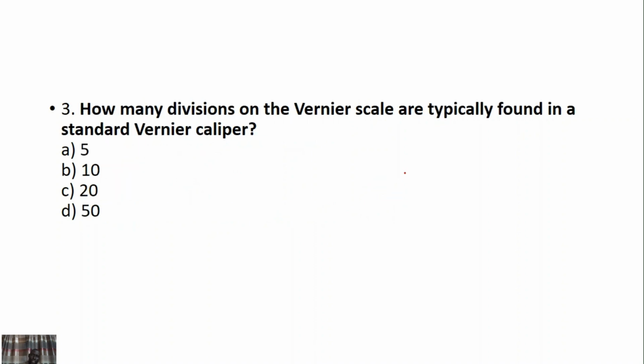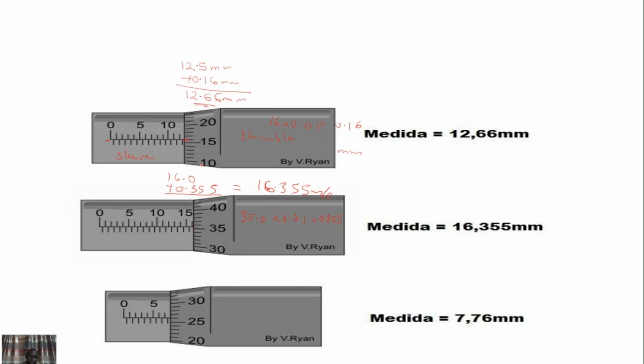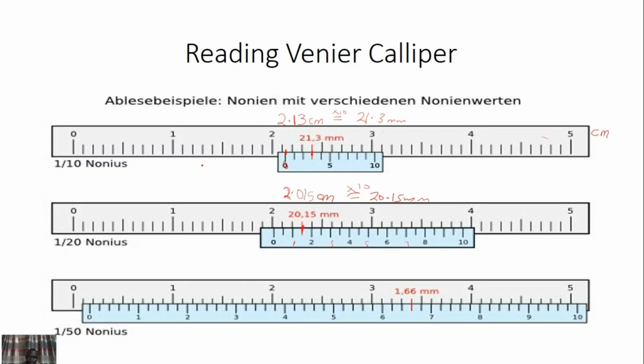How many divisions on the vernier scale are typically found in a standard vernier caliper? Standard vernier calipers usually have 20. Okay, this is an example of a standard vernier caliper. Okay, usually have 20. Right.